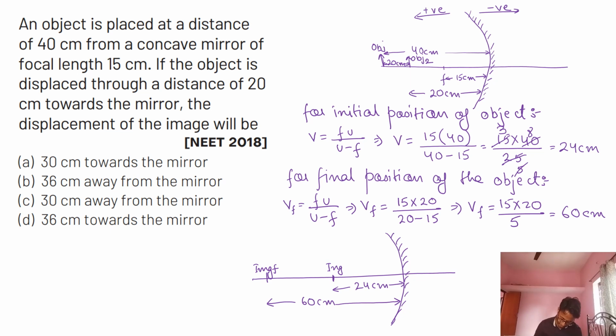So effectively, how much is the distance of image shift by? 60 minus 24. How much is 60 minus 24? It is 36. So this distance is 36 centimeter, and the image moved this side, no, because this was the initial image and this was the final image, so the image moved 36 centimeter away from the mirror. Option number B.